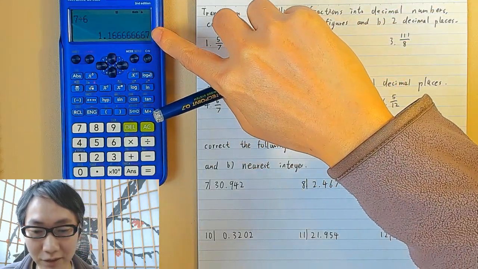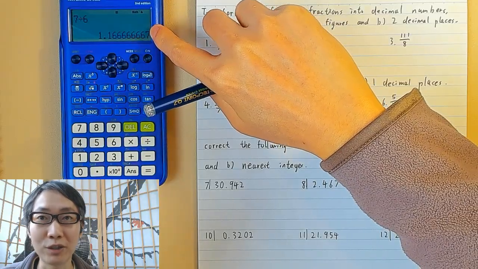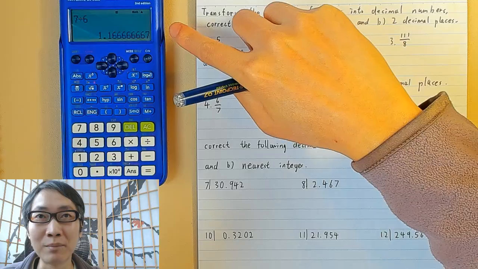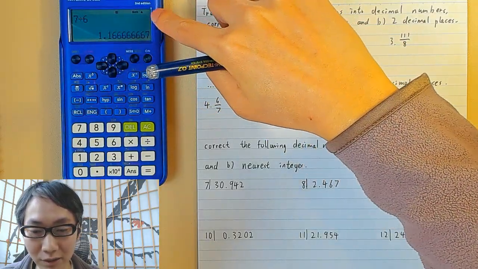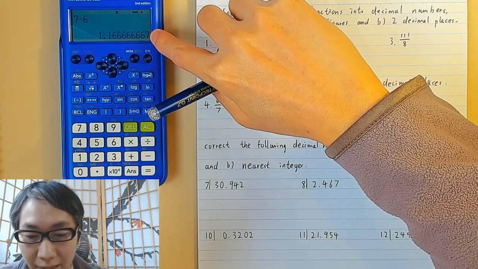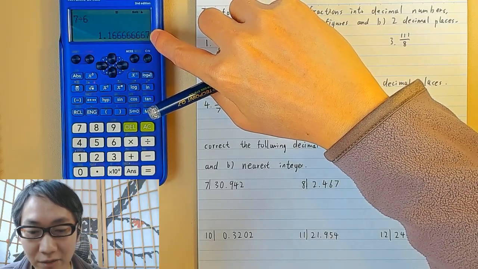As you may have noticed, the calculator also does the auto correction. This should be 1.1666, right? However, this is the maximum digits they can display for this setting. So then it is automatically corrected to 7.